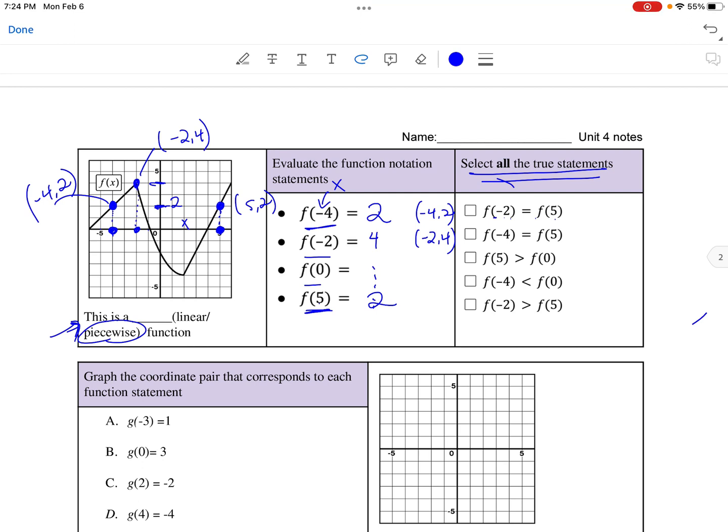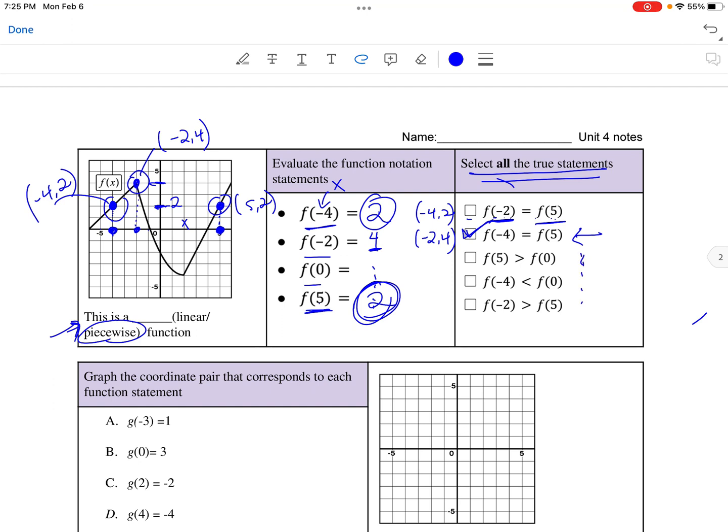All right, so let's try this first statement here. Is f of -2 equal to f of 5? Well, we just figured those out. f of -2 is 4. It's this point. f of 5 is 2. It's this point. Those are not equal. So that's not true. What about this statement? f of -4 and f of 5. So f of -4 is 2, and f of 5 is also 2. That is true. So we'll put a little check mark there.